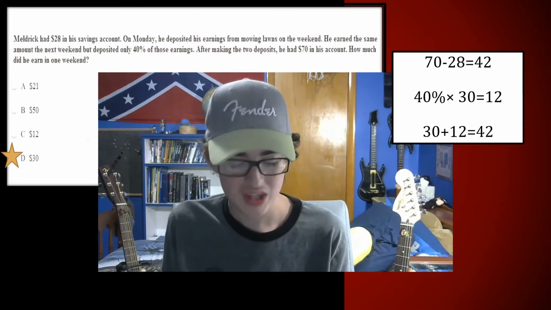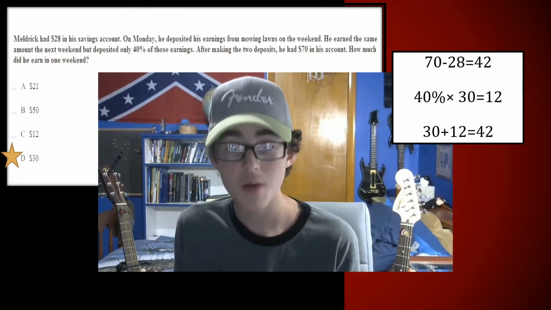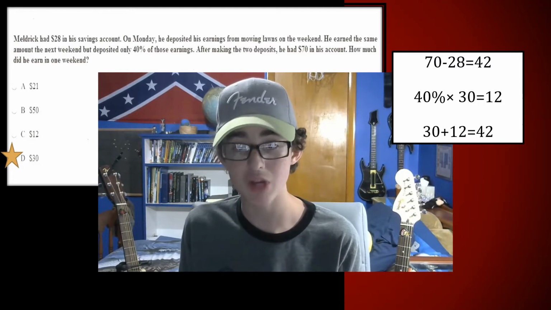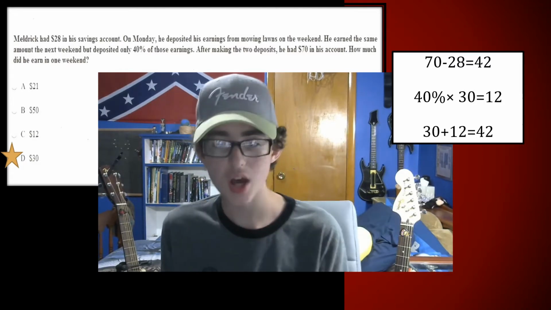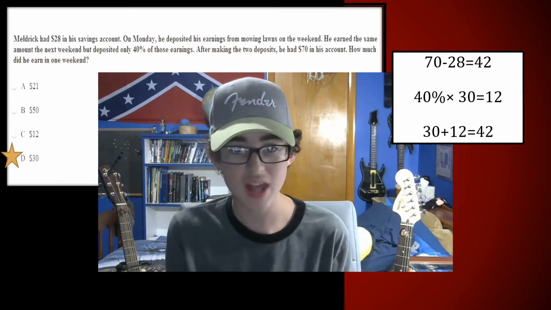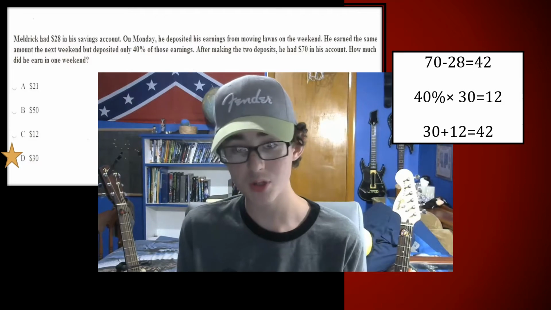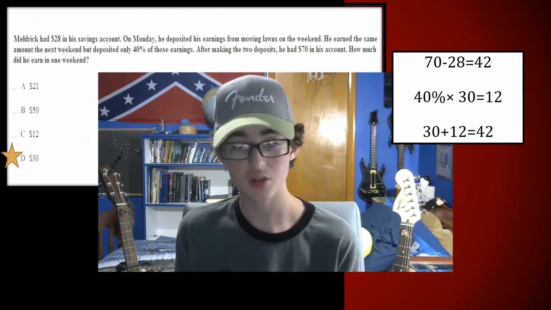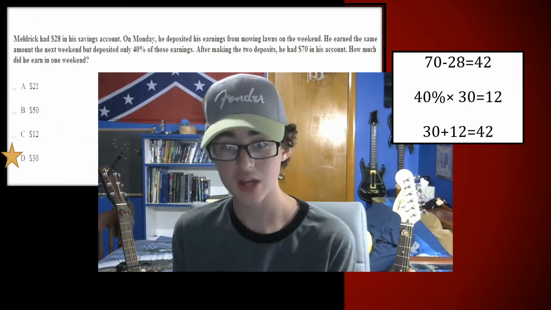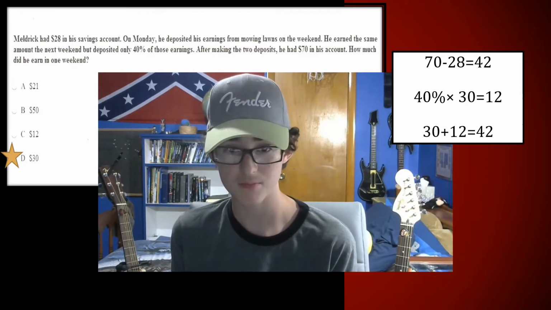So, it's going to be 70 minus 28 because that's what's in it. But we're trying to find the amounts that we got from working, not from doing nothing. So, you subtract the 28 out. 70 minus 28 would be 42. And 40% of 30 would be 12. So, and 30 plus 12 equals 42. 30 is the number that works.